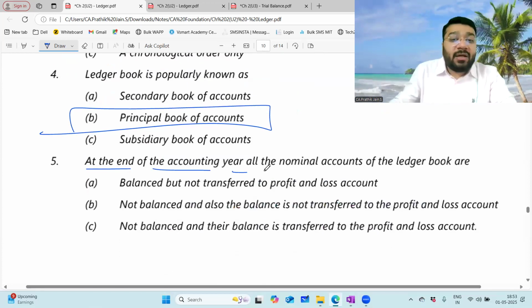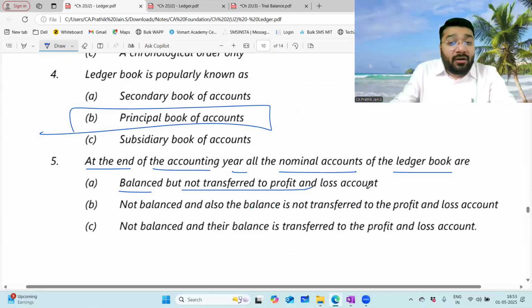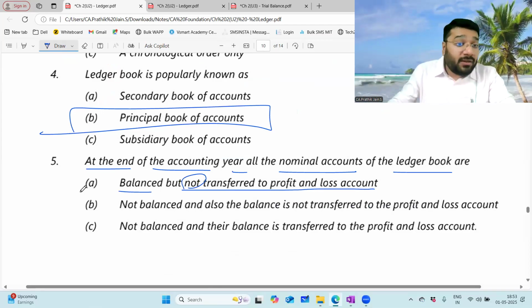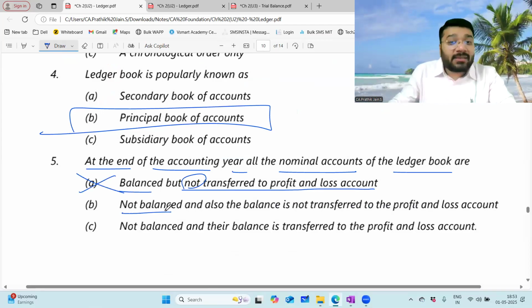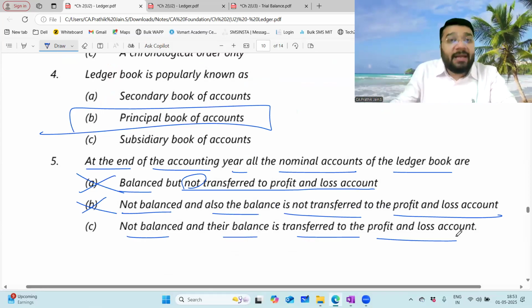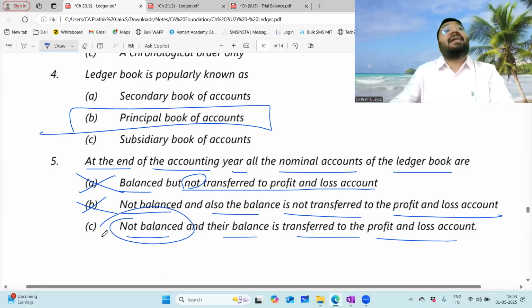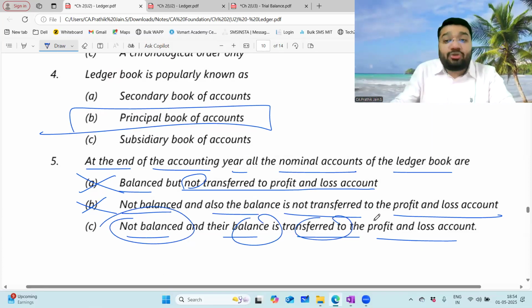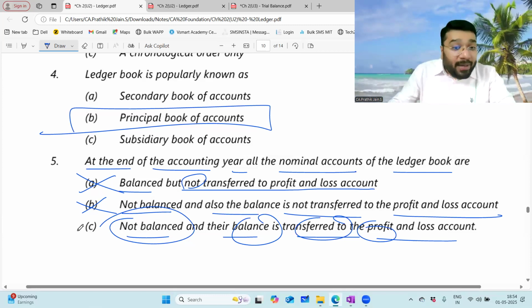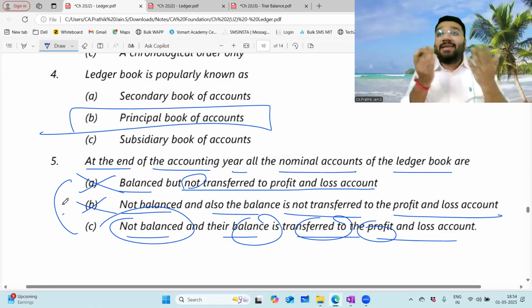5. At the end of the accounting year, all nominal accounts of the ledger are balanced but not transferred to P&L. Not transferred to P&L. Oh my God, this is wrong. Not balanced and also the balance is not transferred to P&L. Wrong. Not balanced and the balance is transferred to P&L. Actually, this also is wrong. Technically, we balance it and then we transfer the balance to P&L. But when I compare C with A and B, which are very highly nonsense answers, C makes more sense.